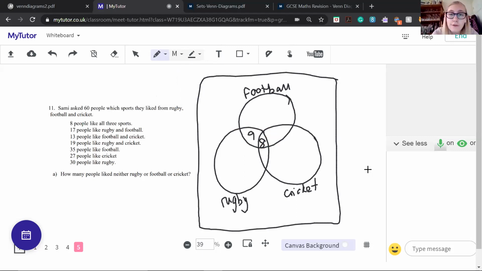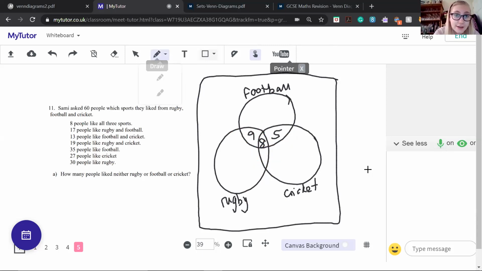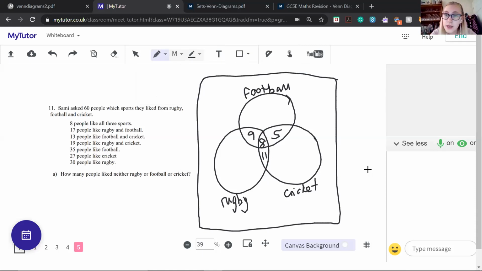13 people like football and cricket. So we ignore the rugby circle and think here, this is going to be 13. So we've got to put a 5 there to make it add up. And 19 people like rugby and cricket. So again, it's exactly the same. We're going to ignore the football one and just think about these two circles. There are 19 people who like both rugby and cricket. So this is going to be 11. So this is why you wouldn't really want to do this without a Venn diagram, because this makes it so clear who belongs in which group.